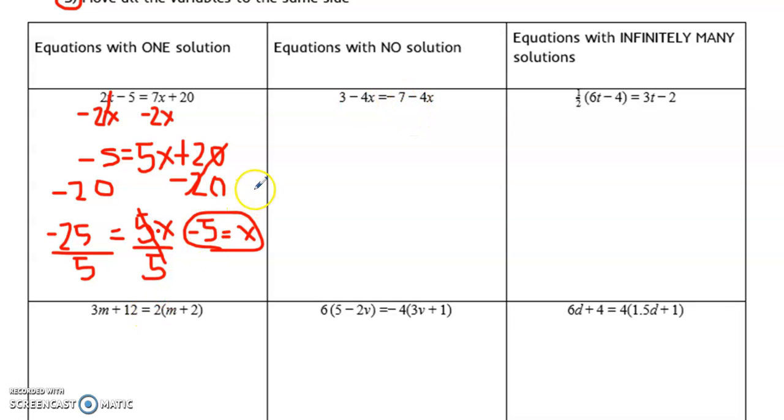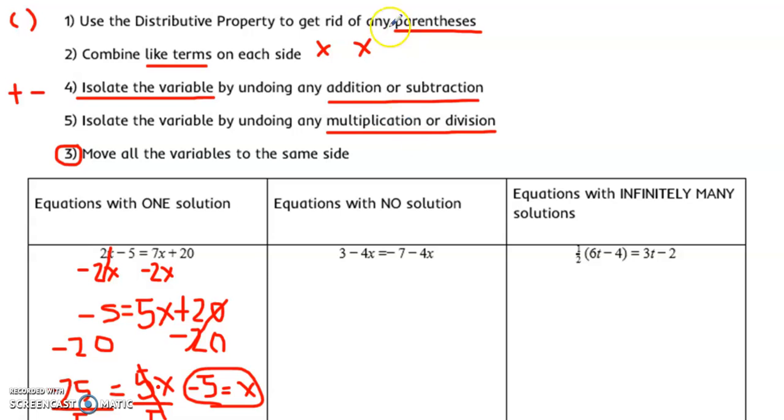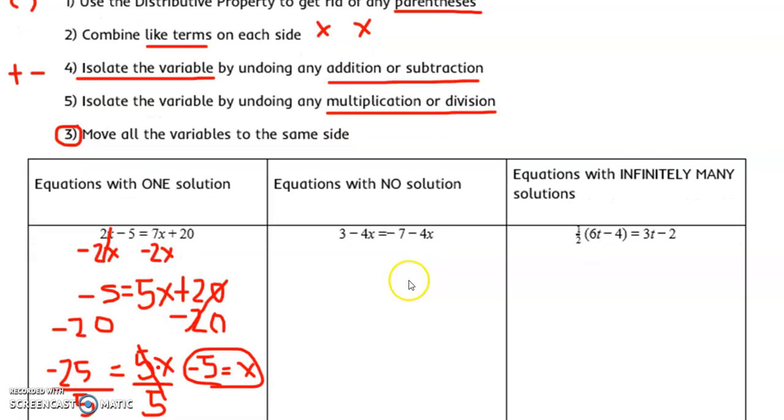Okay, and to solve this next one, we're going to start over with step 1, get rid of our parentheses. We don't have parentheses, so we're going to skip to step 2, which is to combine our like terms. We don't have any like terms on this side because this one has an x and this one doesn't. And on this side, this one has an x and this one doesn't, so we do not have any like terms on this side either.